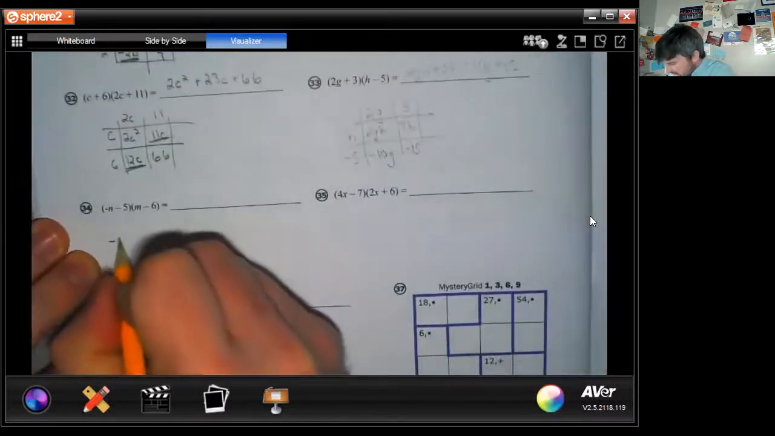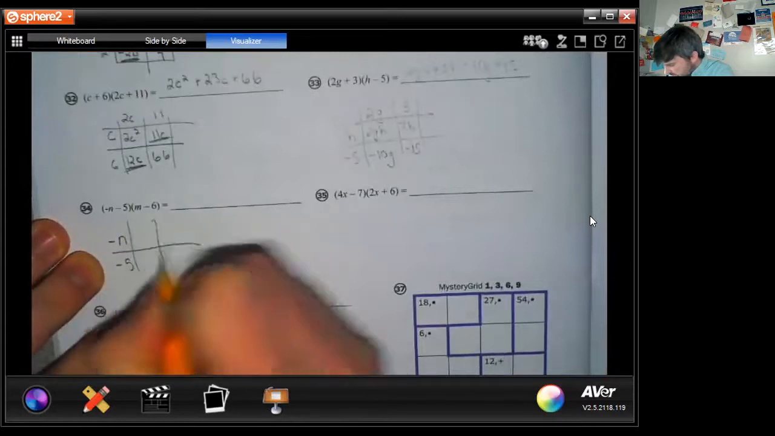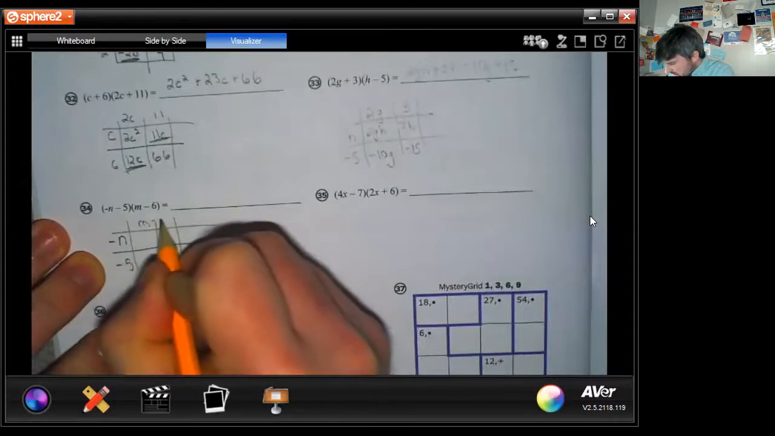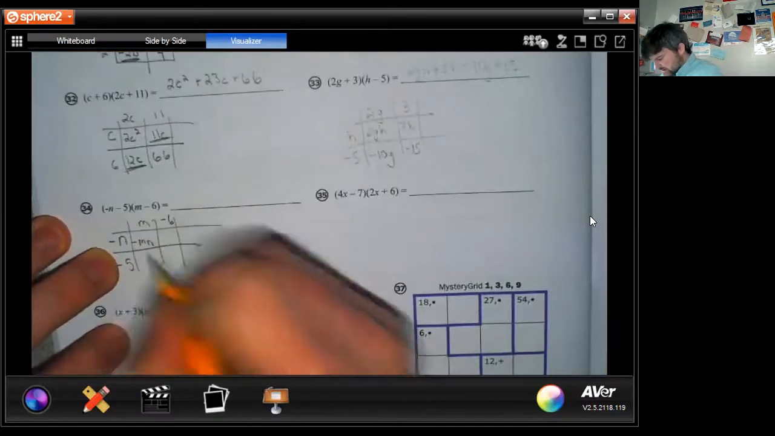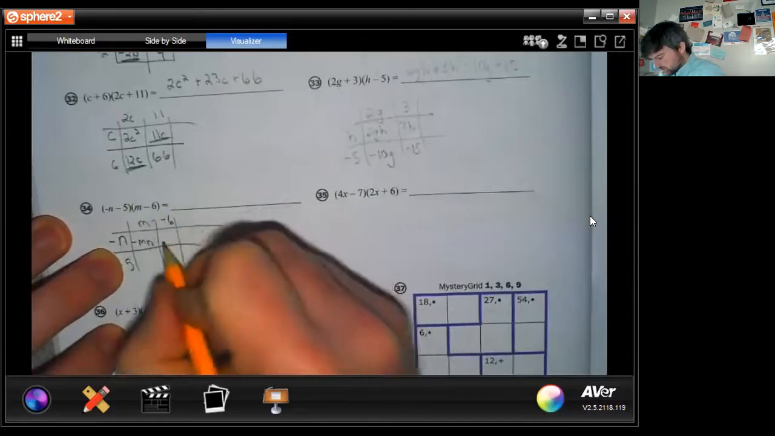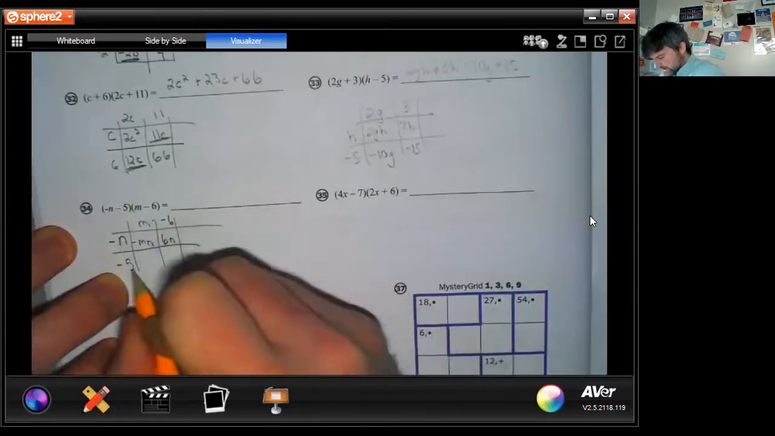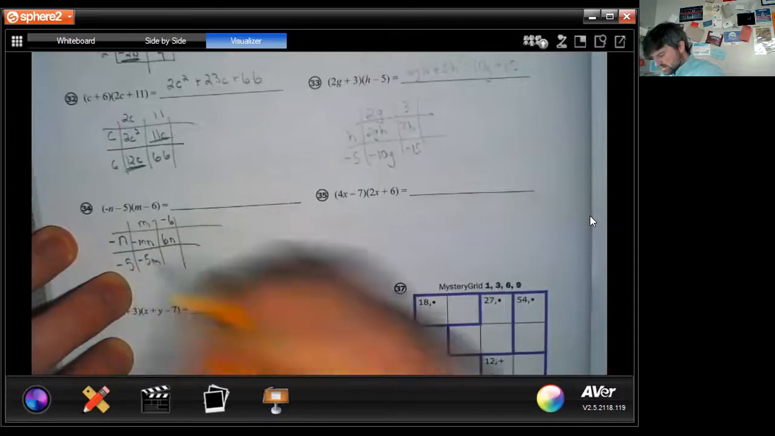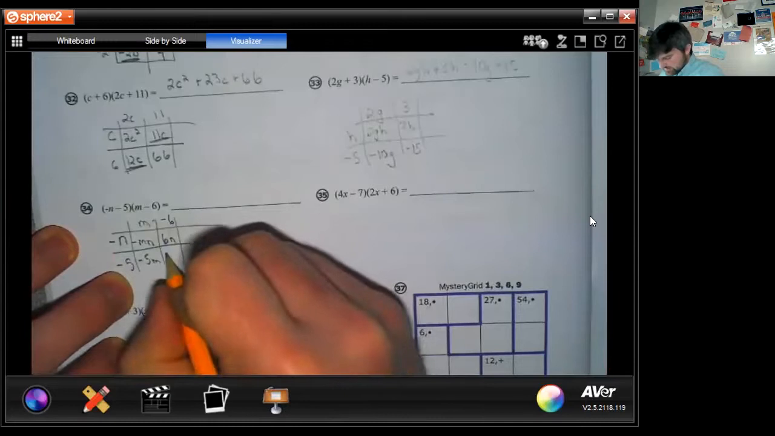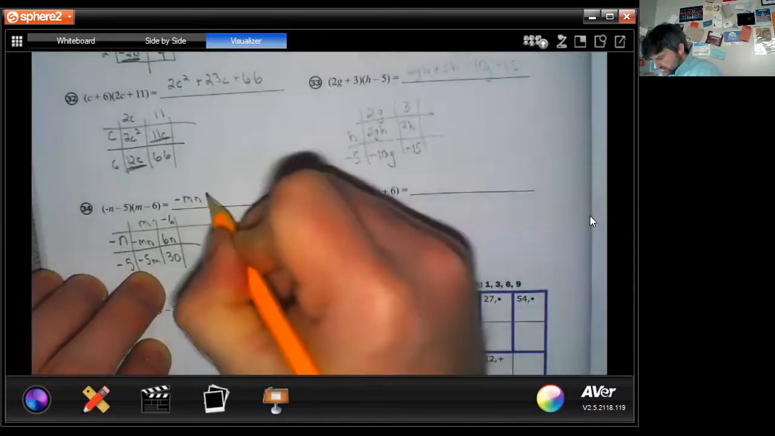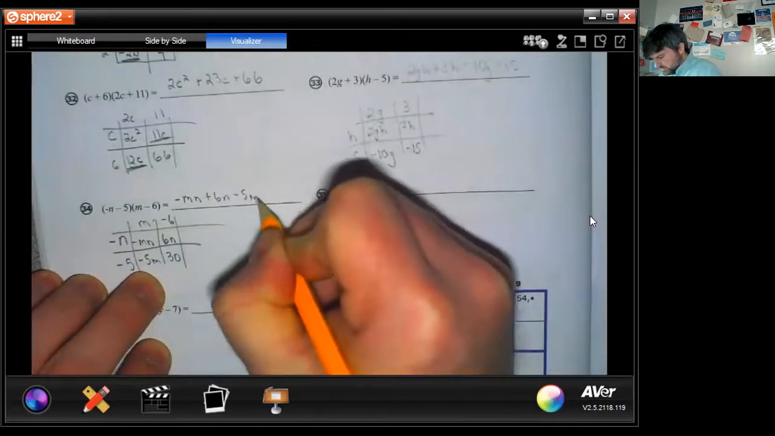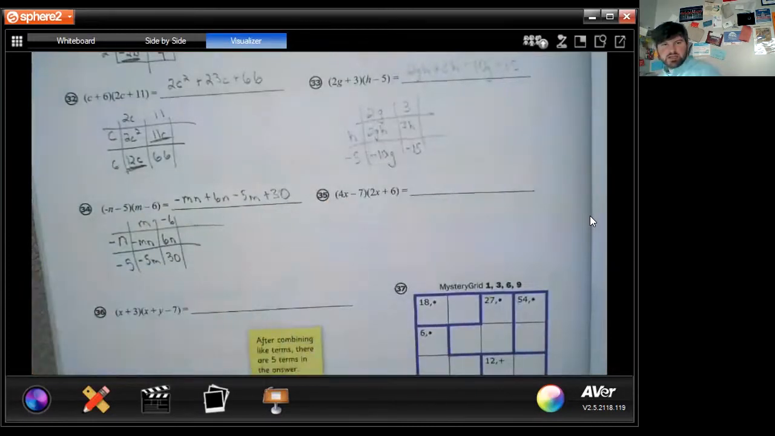Here we have negative n minus 5, m minus 6. So m times negative n would be negative mn. Negative n times negative 6 would be a positive 6n. Negative 5 times m would be minus 5m. And negative 5 times negative 6 would be a positive 30. So I don't have any like terms. So negative mn plus 6n minus 5m plus 30. A little tricky, lots of negatives in that one. Okay, be careful. Remember that a negative times a negative will be a positive.